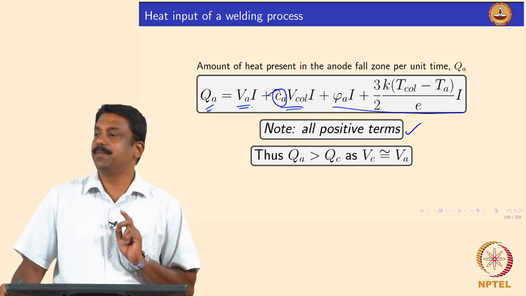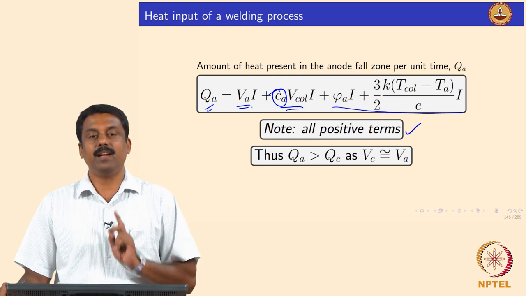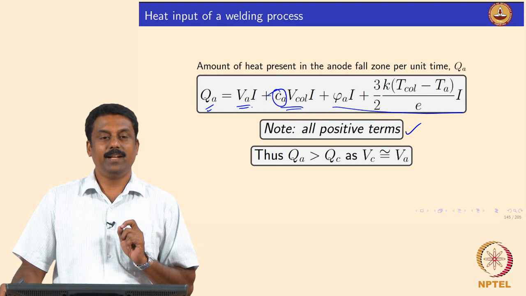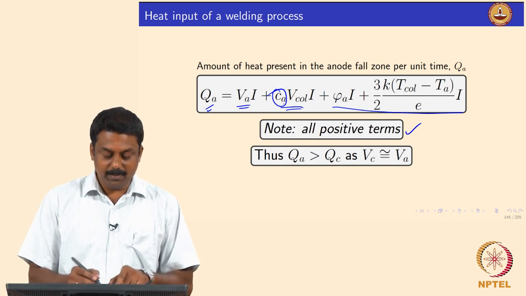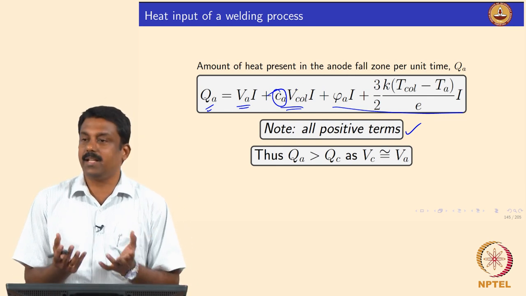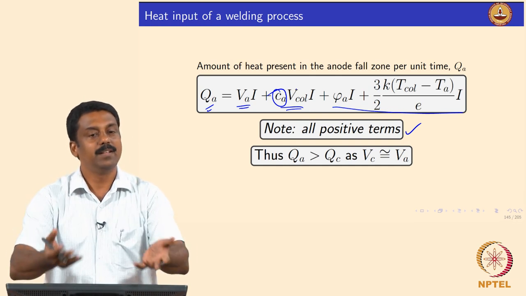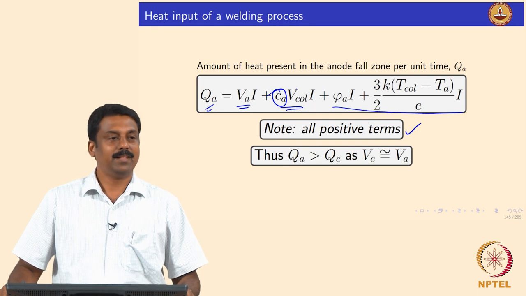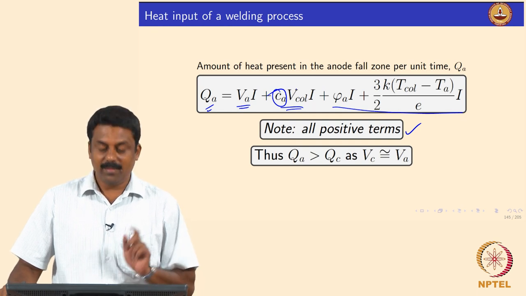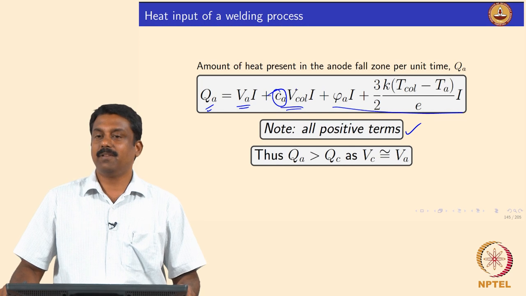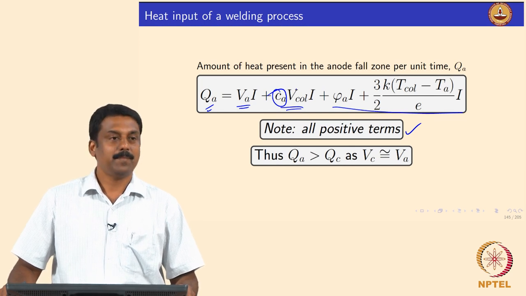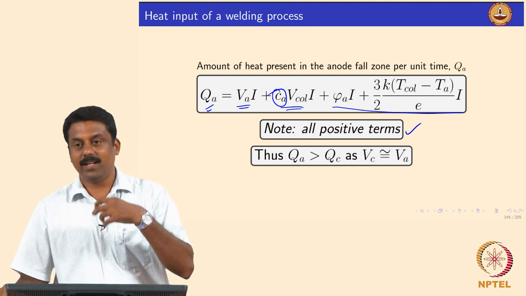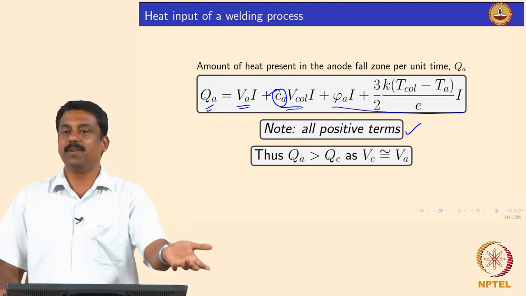Because this factor gives the fraction of heat transferred from the arc column to the anode or cathode, isn't it? So if this factor becomes 1, the entire heat generated in the arc column is transferred to either the anode or cathode. So that term takes care of the heat transfer from the arc. Is that clear? If this is close to 1, that means whatever arc column heat is there, it is transferred to the anode and cathode.